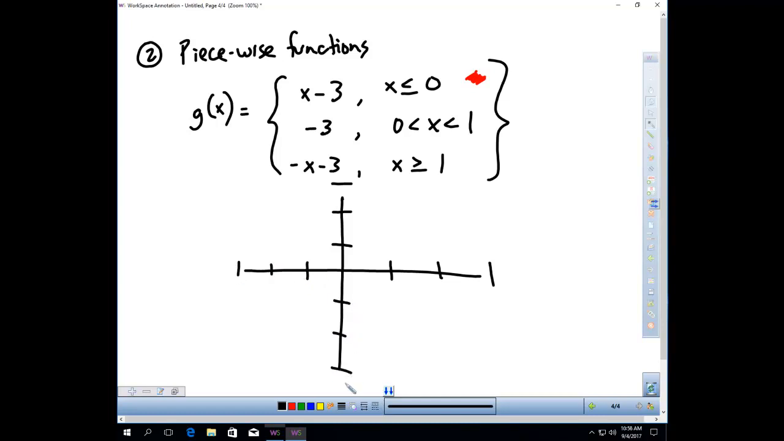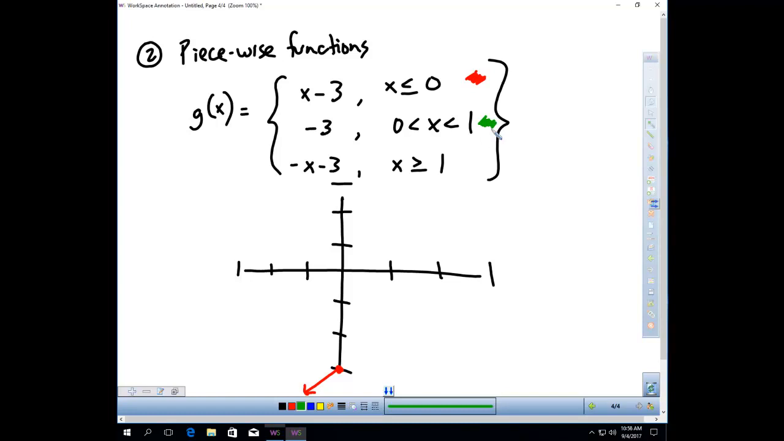For this first part, anytime x is smaller than 0, I'm going to use that first function. It has a y-intercept of negative 3 and a slope of 1, so I can go up 1 and right 1, or down 1 and left 1, and that would be my graph. It's just a linear function. That would go on forever and forever to the left, because this is any number less than 0.